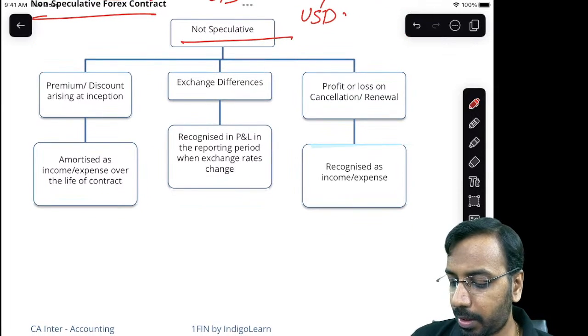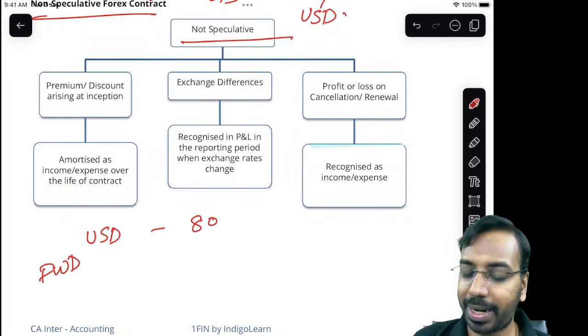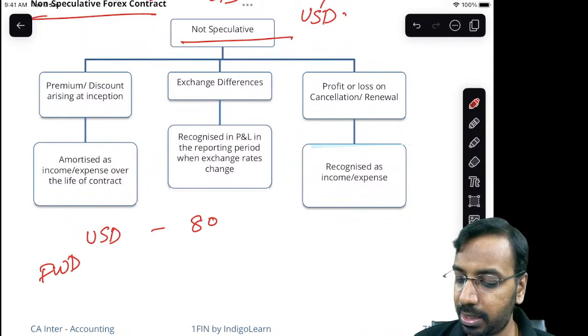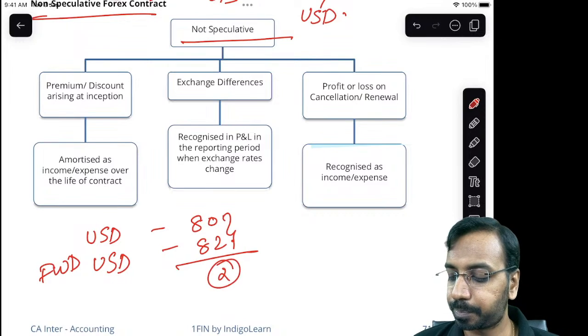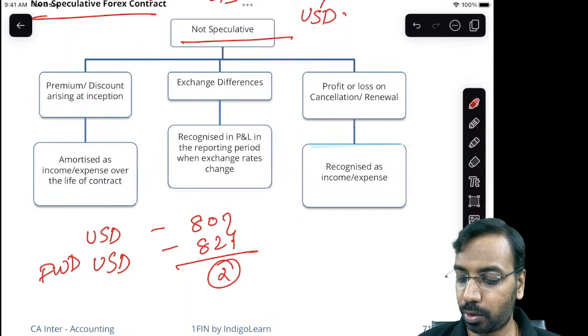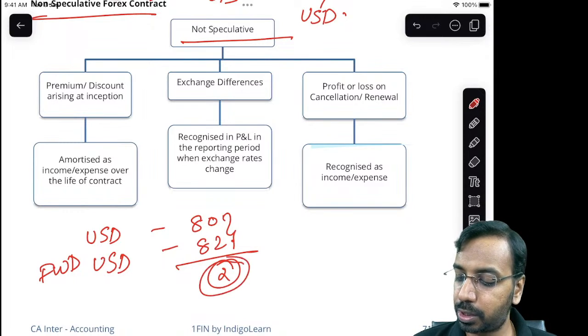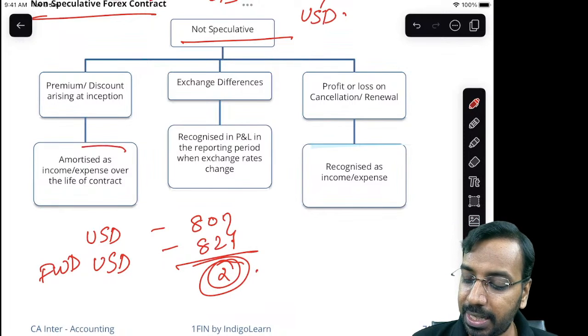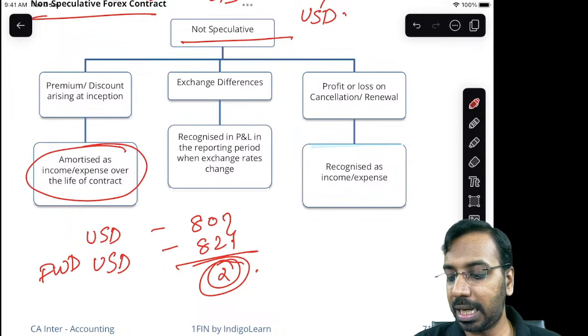So let us say today USD is 80. We have entered into a forward contract to hedge our receivables or payables at USD 82. That is what we have hedged. Now this 2 is the premium. If we sell, then it is a loss for us. If you are buying, it's a gain for us. So whatever is the difference between these two, this 2 is called the premium. This premium is amortized over the life of the contract.